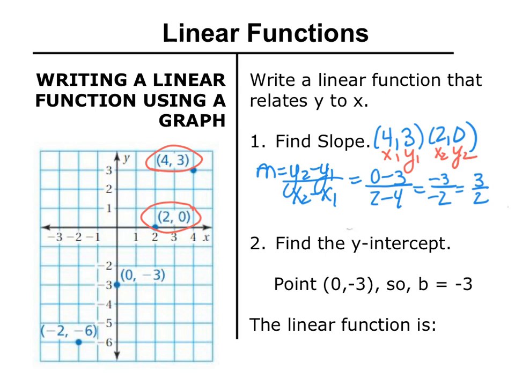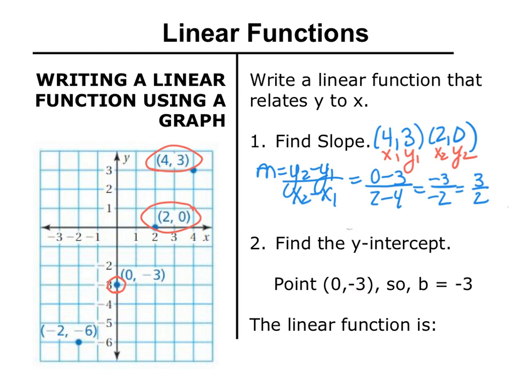Now, the next part is to find the y-intercept. The y-intercept is the point where your line crosses the y-axis, and that's right here at the point (0, -3). So my y-intercept is negative 3. It's the y value in that ordered pair.